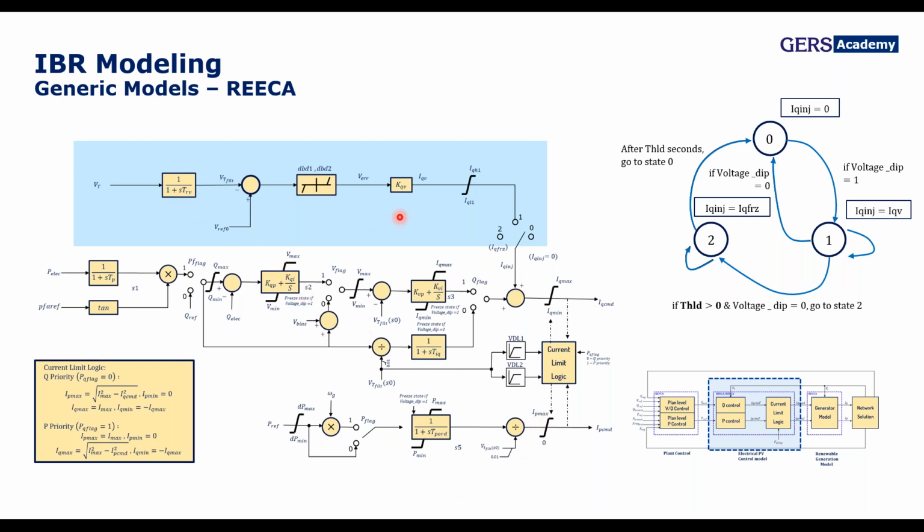You keep the injection of reactive power, and after a while you have a voltage dip 0, I mean that the fault was cleared and you have recovered the voltage, you don't immediately go to the state 0. What you actually do is that after a time you go to a state 2, you keep the same current signal, and after that the time is completed, you move back to 0 again.